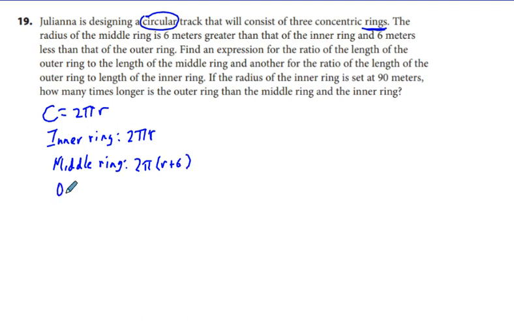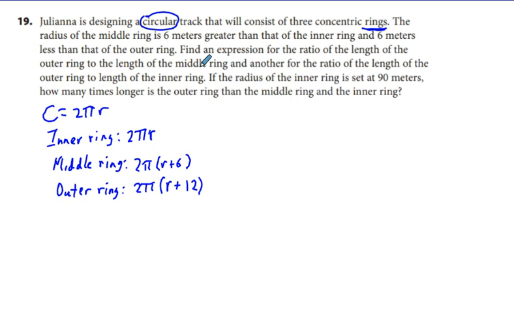And the outer ring is going to be 2 pi times the inner radius plus another 6, which is going to be plus 12. So these would be our expressions for the ratio of the length. Let's see. Okay, the ratio.